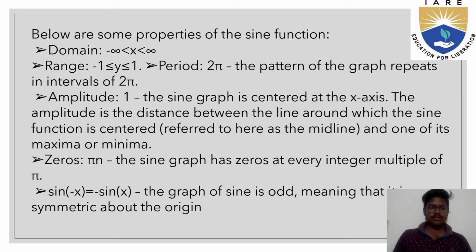Zeros are at pi n. The sine graph has zeros at every integer multiple of pi. Sine of minus x equals minus sine of x. The graph of sine is odd, meaning it is symmetric about the origin. The ability to measure the period of a function in multiple ways allows different equations to model the graph.